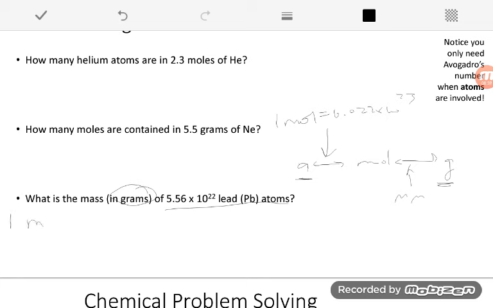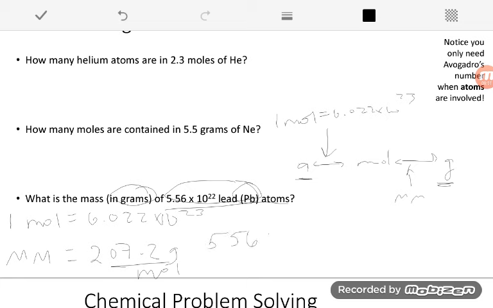Since we're starting in atoms, we're definitely going to use the 1 mole is equal to 6.022 times 10 to the 23rd. And because we want to end up in grams, we're also going to need the molar mass. So again, we need to look it up for lead. We always get this from the periodic table. And for lead, that is going to be 207.2, and the units are always grams per mole. Now it's just a conversion. We'll start with the 5.56 times 10 to the 22 lead atoms.